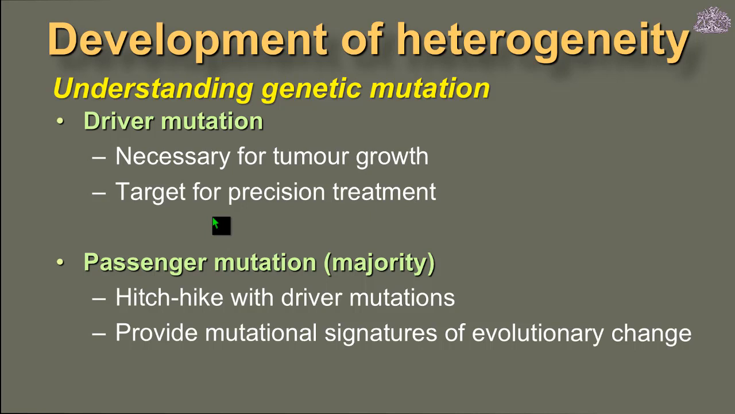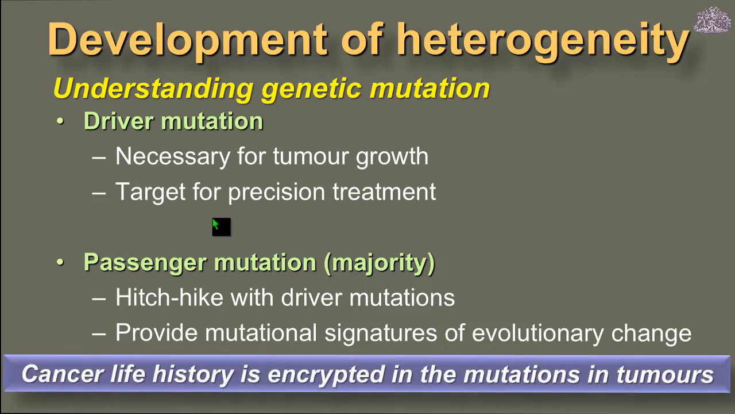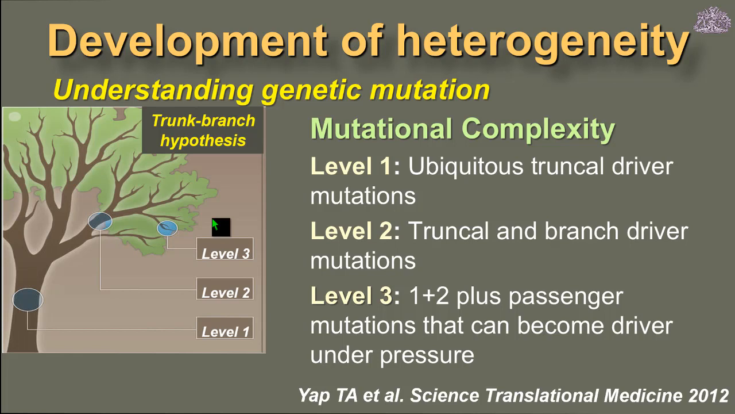And what is important is that if you look at the cancer as it grows, the cancer life history is very much encrypted in these mutations in the tumor. One way of looking at mutational complexity is one hypothesis, the so-called trunk-branch hypothesis, meaning to say that there are different levels of mutation in the tumor.